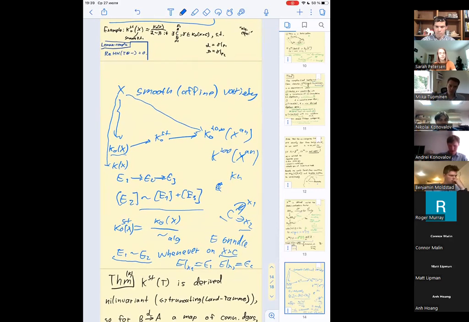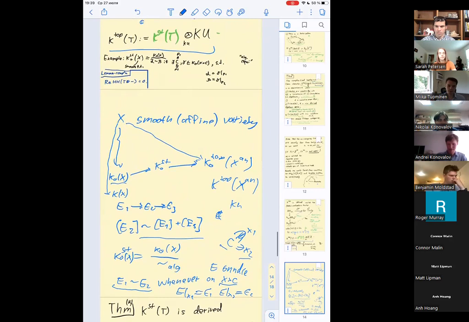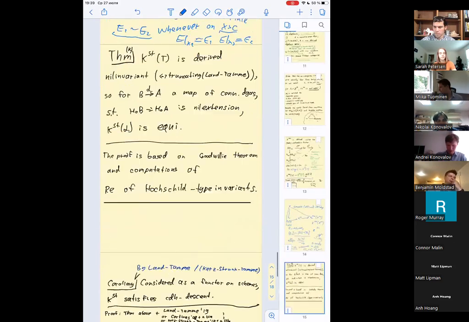Okay, and in fact, it turns out that one can define the semi-topological K-theory for general dg-algebras, and it's an important intermediate step. Let me say the definition.